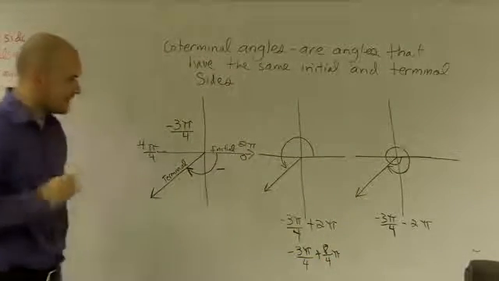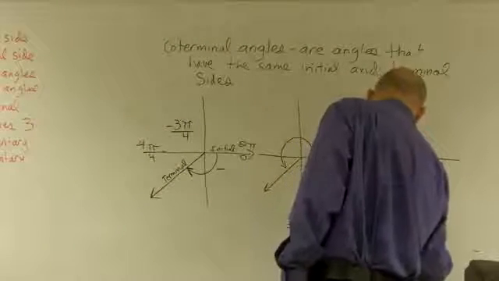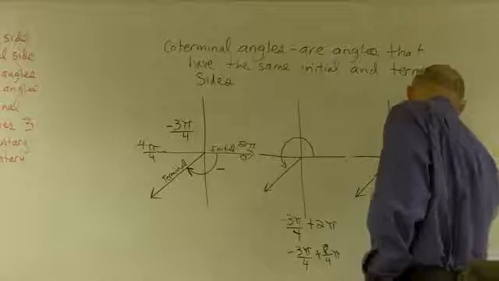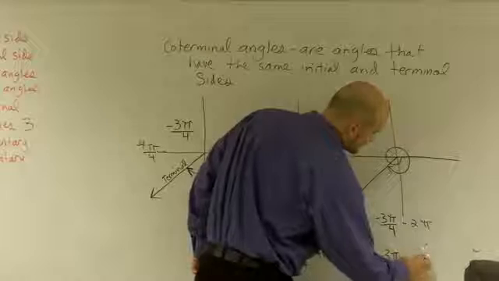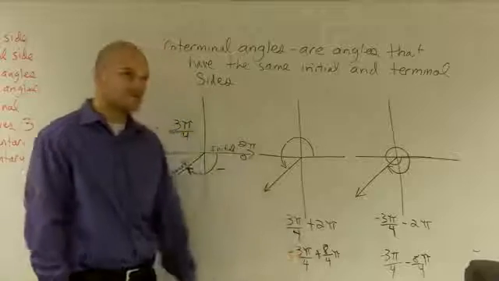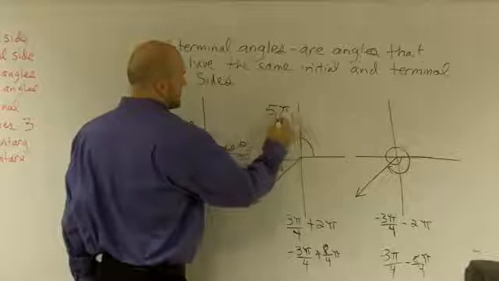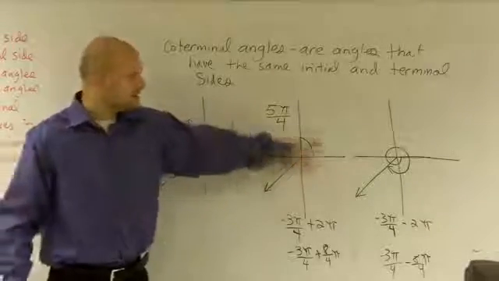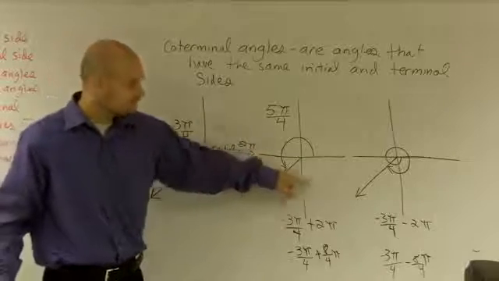And then from here, if I subtract, I'm going to do the same thing: negative 3 pi over 4 minus 8 over 4 pi. What's negative 3 plus 8? That's 5. So 5 pi over 4. Does that look about right? Because over here to here, 1 pi over 4, 2 pi, 3 pi, 4 pi, 5 pi, 6 pi, 7 pi, 8 pi.